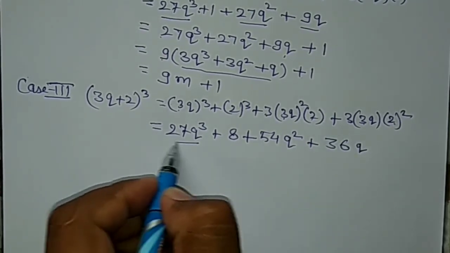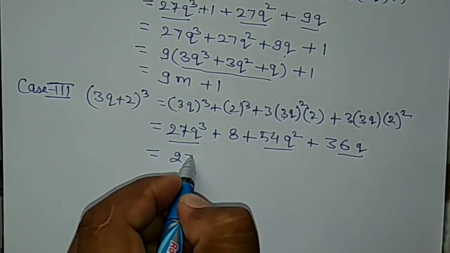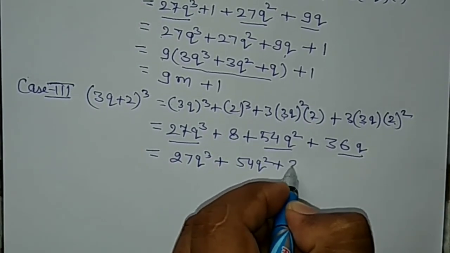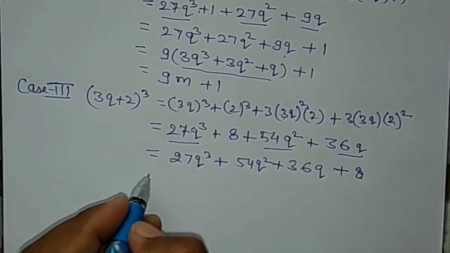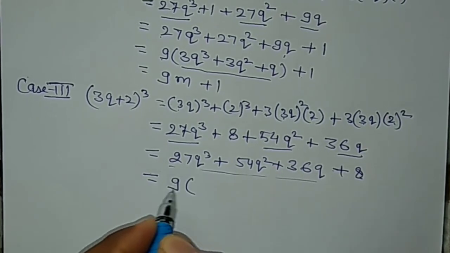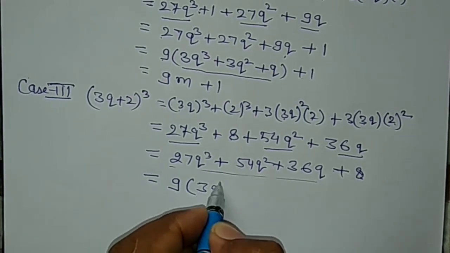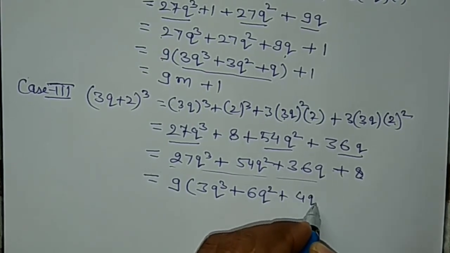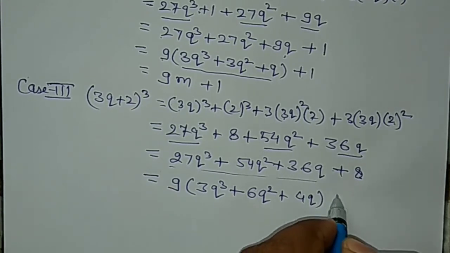Now rearranging this and this, how much is it? That is 27 q cube plus 54 q square plus 36 q plus this 8 is also here. Now take 9 common from these terms. Why am I taking 9 common? Because it is asked in the question. So 9 times (3 q cube plus 6 q square plus 4 q), and plus 8 is also here.